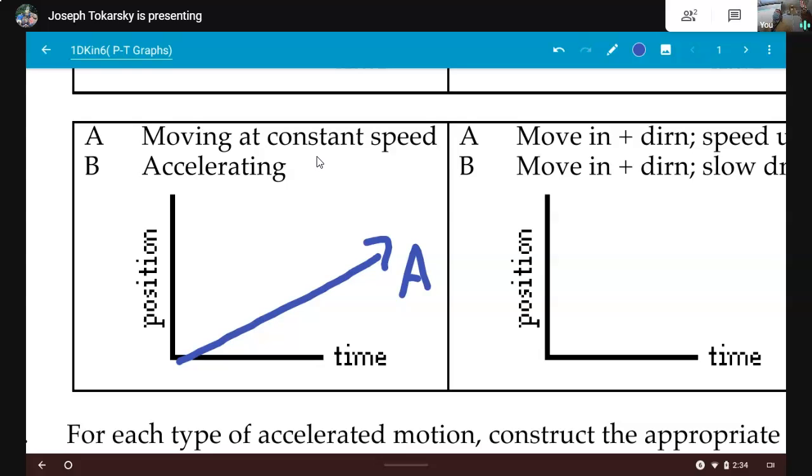What did we say in general? There are different variations of it, but this just says accelerating. It doesn't say speed up or slow down, so it's being general here. What does it look like in general? We said when acceleration happens, there's going to be some kind of what?